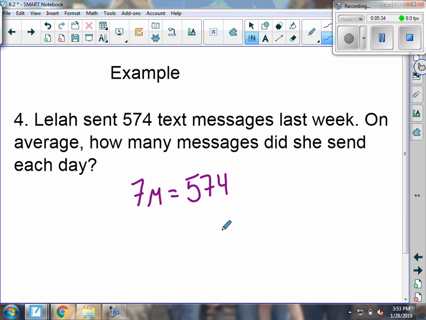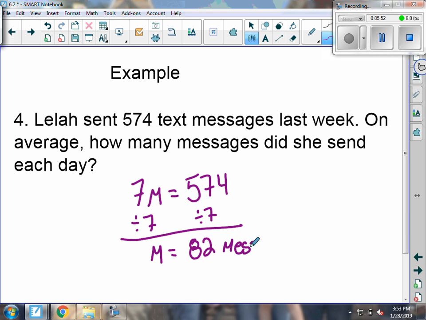574. So we're going to divide both sides by 7 to find out how many messages she sent each day. So 574, you can do that by hand or plug that into your calculator, is 82. So she sent 82 messages per day. So there's our answer.